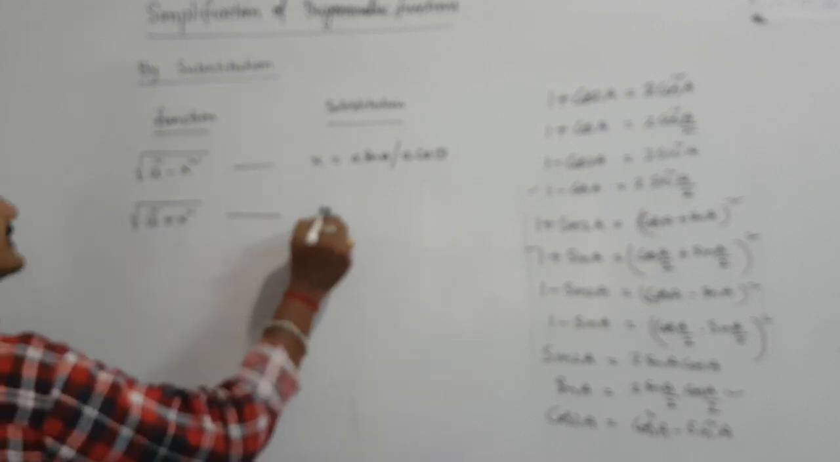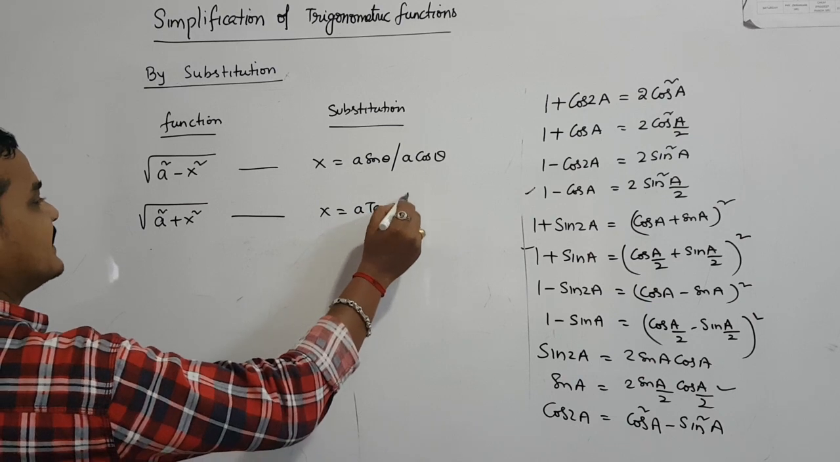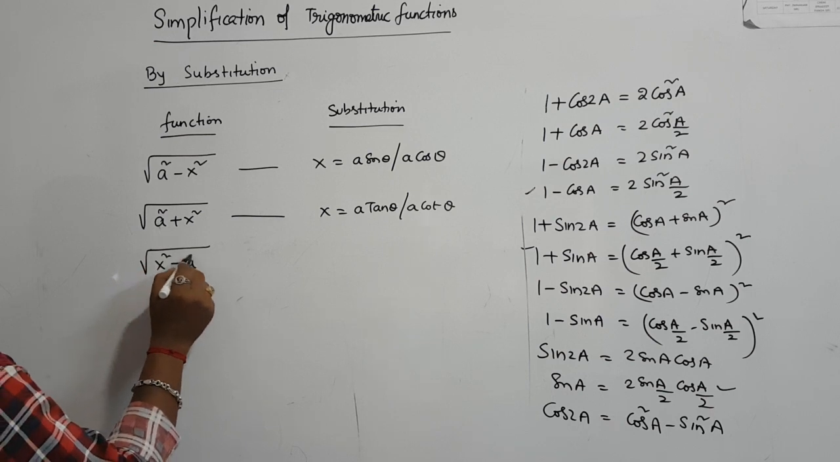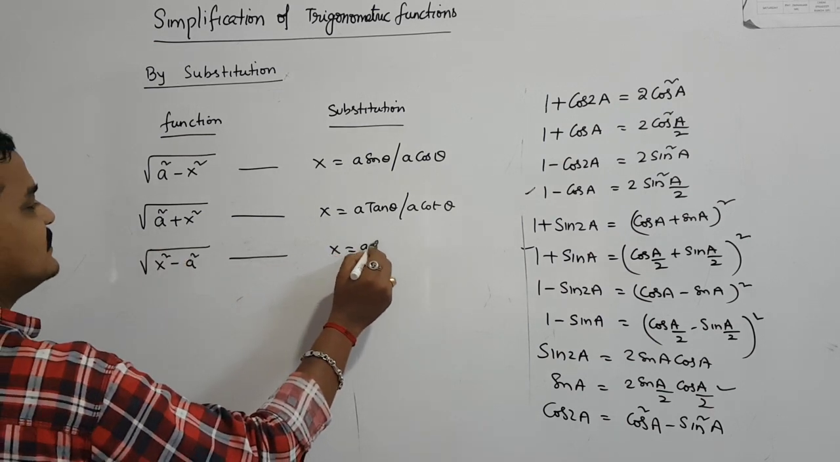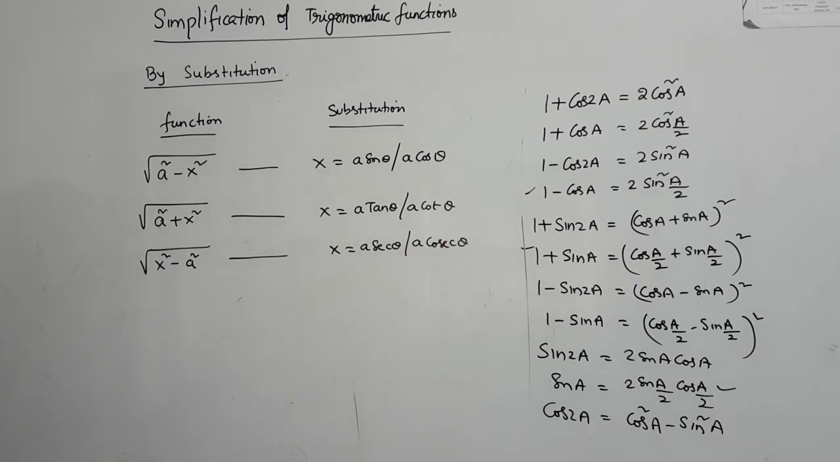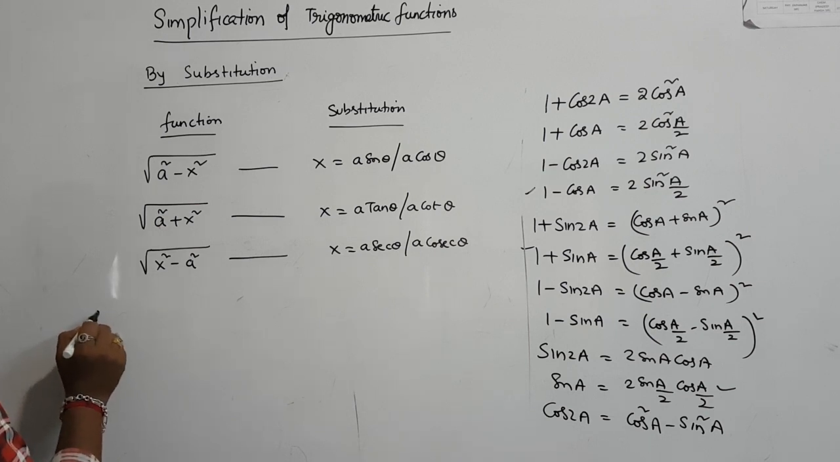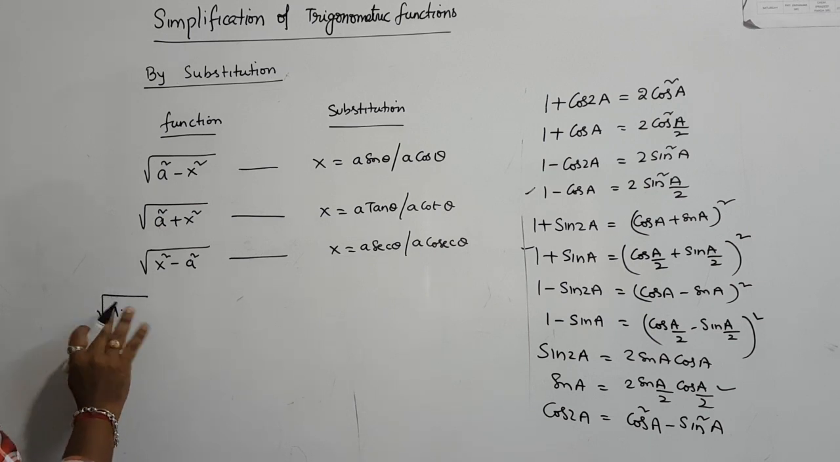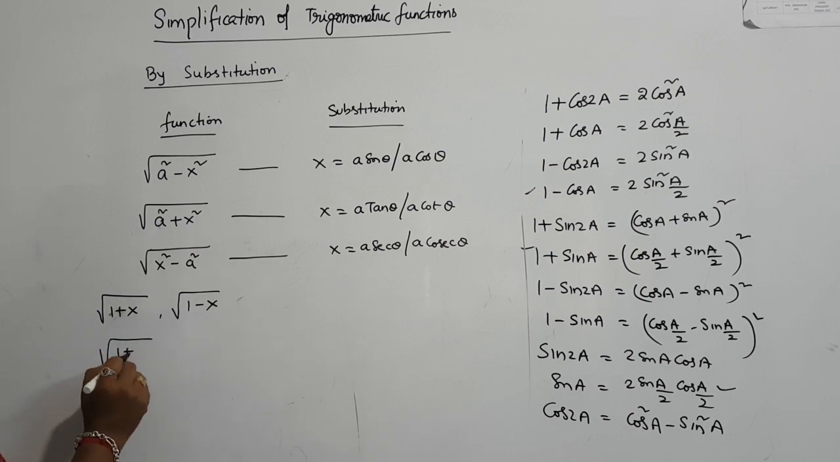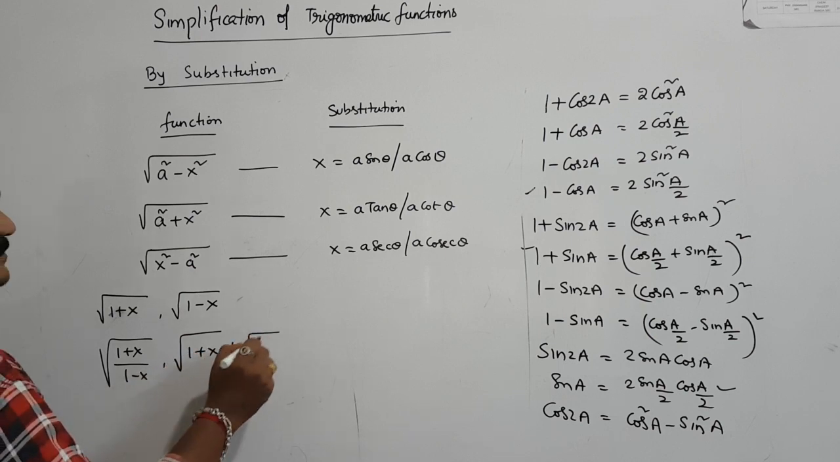If it is in the form of a square plus x square, then x is equal to a tan theta or a cot theta. If it is in the form of x square minus a square, then x is equal to a sec theta or a cosec theta. These are the 3 fundamental formulas. Now, if the problem is in the form of root over 1 plus x, root over 1 minus x, root over 1 plus x by 1 minus x, or root over 1 plus x plus root over 1 minus x.